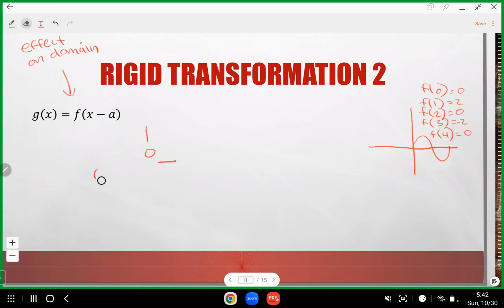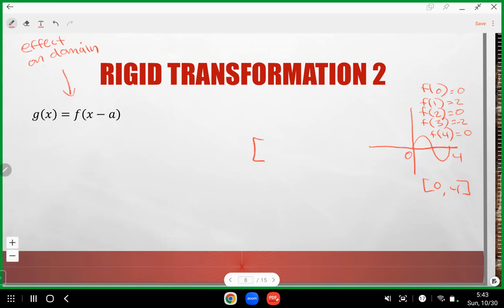All right, first, let's see the domain, okay? Actually, let's try to see the domain, okay? So what is the current domain? It's going to be 0 to 4, right? So 0 to 4. And to find the new domain, what we're going to have to do is we're going to have to do this.